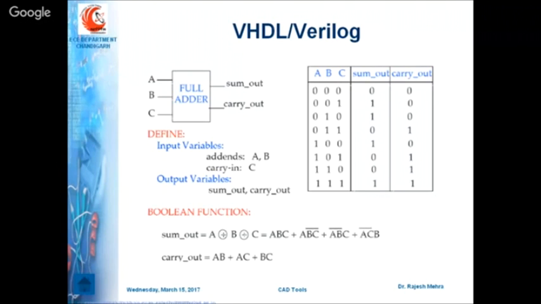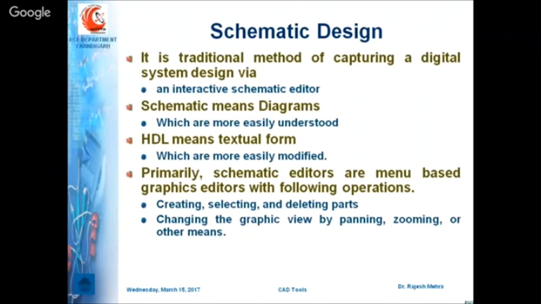So you have to select the input and output. We normally call it IO precision: input number of bits and output number of bits based on your requirement, in order to get the optimized design. And this is an example of VHDL or Verilog.